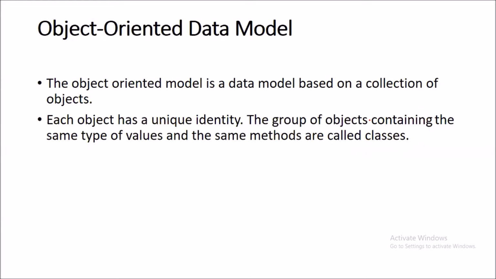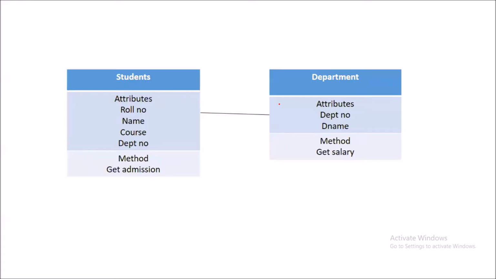The object-oriented data model is a data model based on a collection of objects. Each model has a unique entity, and a group of objects containing the same type of value and the same methods are called classes. I'll explain with an example. Here, these are two objects. So in this object-oriented model, data and relationship are present in a single structure, and these structures are called objects.